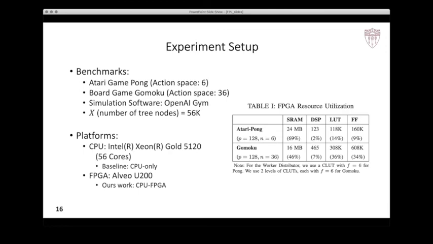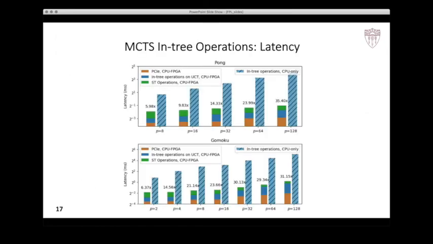Our experiments use 2 benchmarks: the Atari game Pong, which has an action space and tree fan-out of 6, and the board game Gomoku, which has an action space and tree fan-out of 36. The number of tree nodes in our experiments is set to 56K. All the platform specifications and the resource utilization are listed here. Now we show our experiment results.